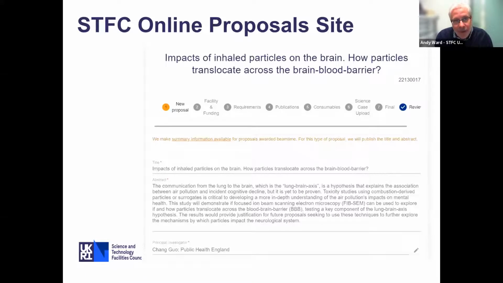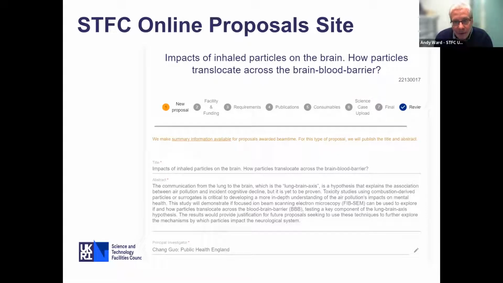That will lead you directly to an online form, and this one is taken from Chang Guo's application. She gave me permission to show you this. Normally these applications are confidential. Chang was looking at the impacts of inhaled particles on the brain, how particles translocate across the blood-brain barrier. It is a fairly simple technique, and a very simple application process.